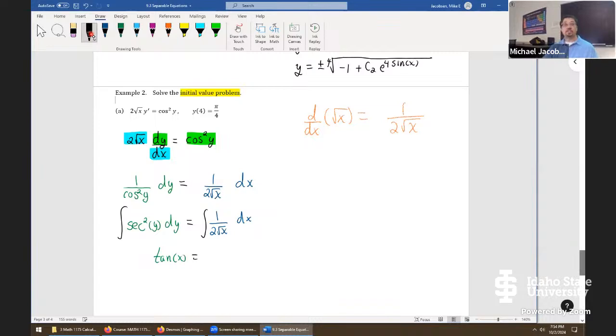Y. Sorry, say again? Y. Oh, thanks for spotting that. Yeah, absolutely. That variable always causes me trouble. If it's y on the left, it should stay y in the antiderivative. Thank you. Then the antiderivative of 1 over 2 root x, that just is a good old root x. Finally, we put in our overall constant of integration, c.